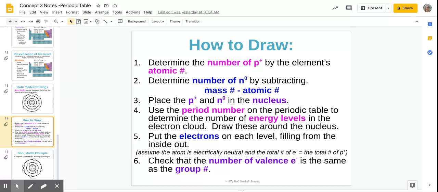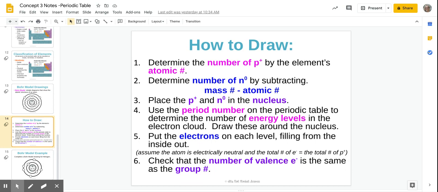P plus is the symbol for proton, n to the 0 power is the symbol for neutrons, and you're going to put the number of each in the center circle for the nucleus. The period number we talked about yesterday, which is the rows that go left to right, is telling you how many circles to put around the nucleus. So if it's in period 2, you're going to have 2 circles.